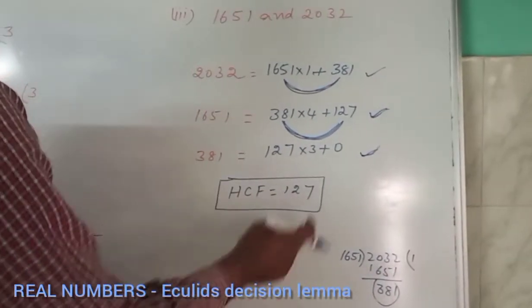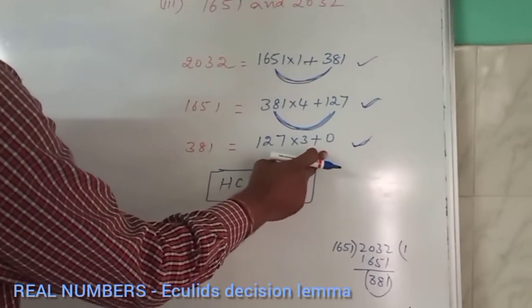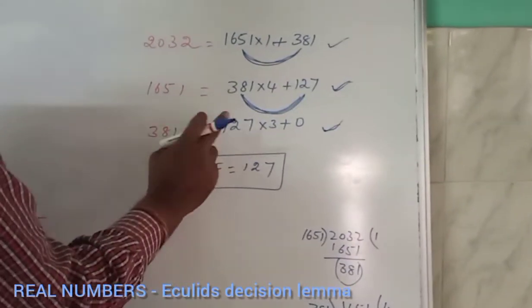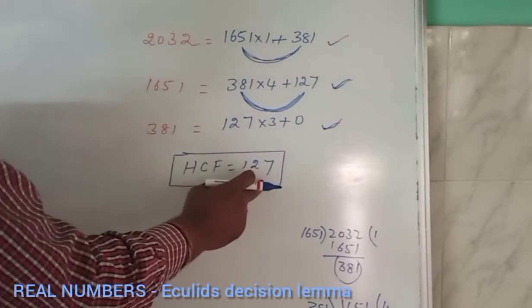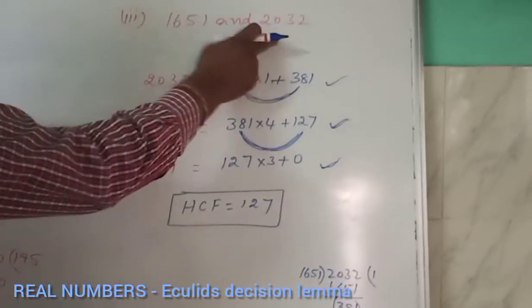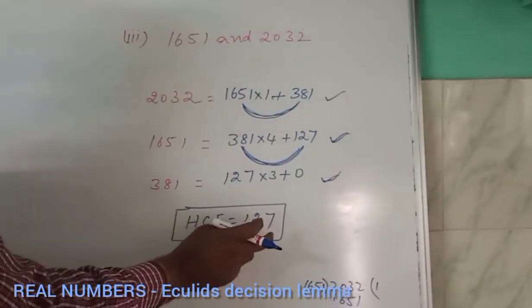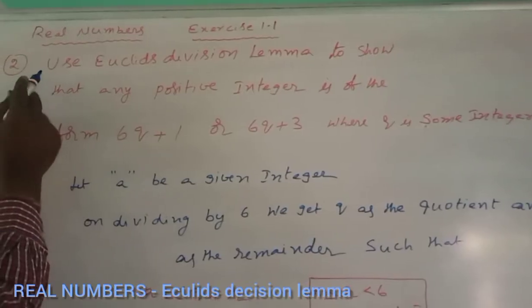Remainder value 0. Here remainder value 0 means it is divisible by 127. So 127 is the HCF of these two numbers, 1651 and 2032. The HCF is equal to 127.